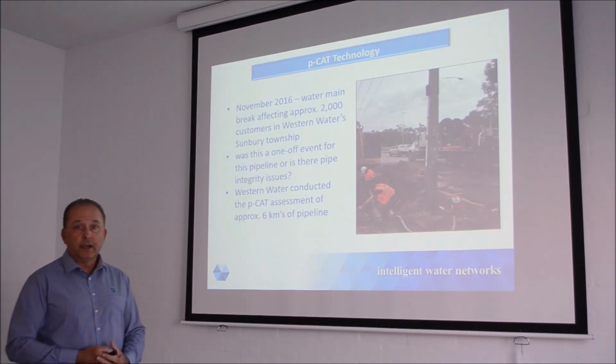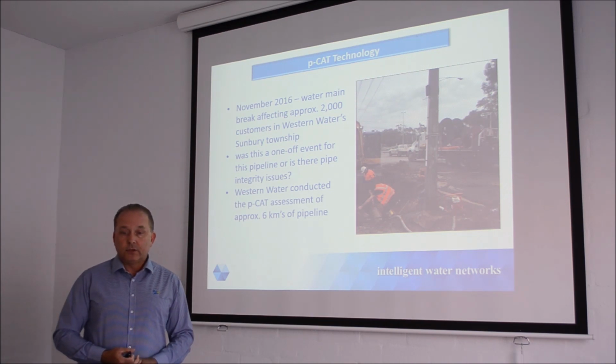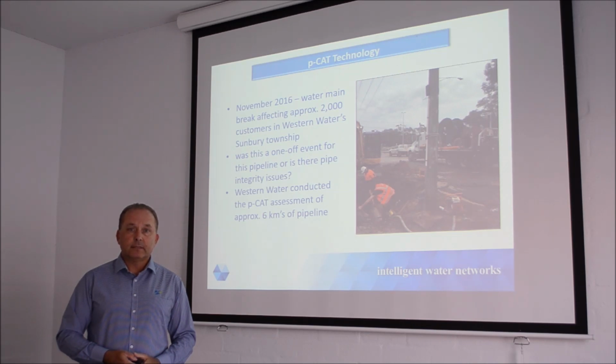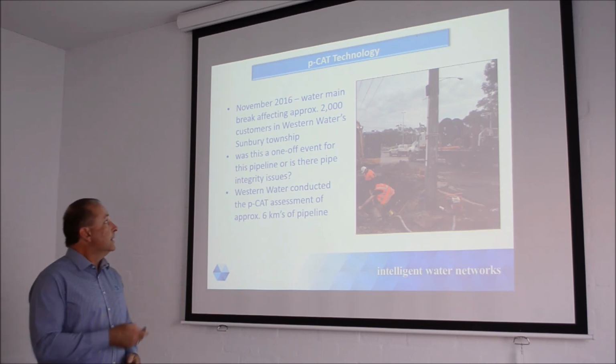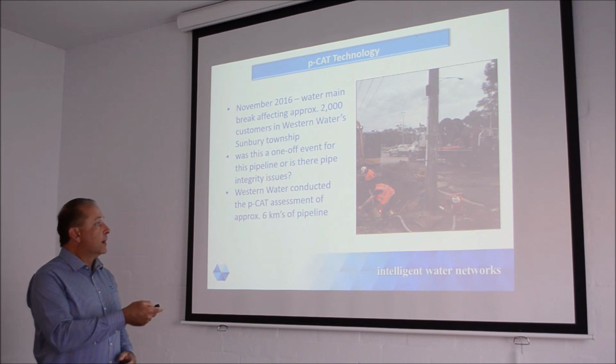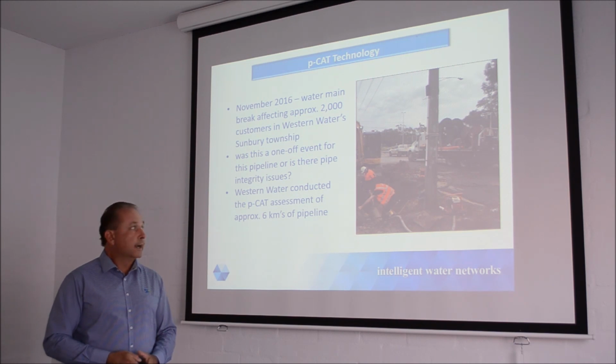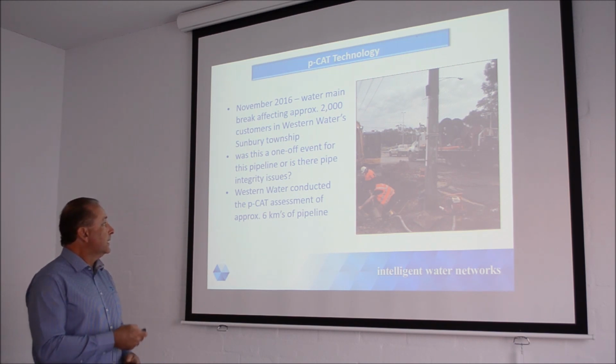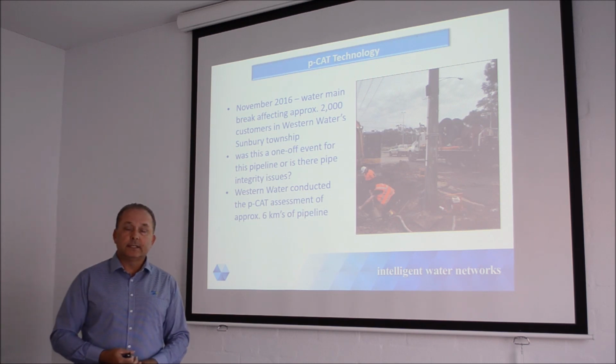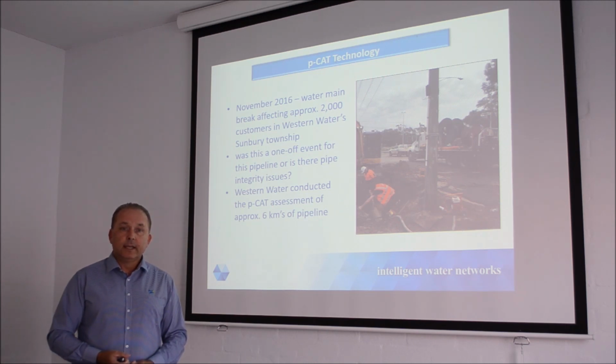So the reason I'm going over this again is that in 2016, Western Water had a break on one of its larger mains. It affected roughly 2,000 customers, so a pretty big deal for us. And then the question we've got, is this a one-off or do we have more issues with that pipeline that could cause us problems down the track. So what we did is we got the Pcap technology in and we conducted 6 kilometres of survey to test the condition assessment of that pipeline.